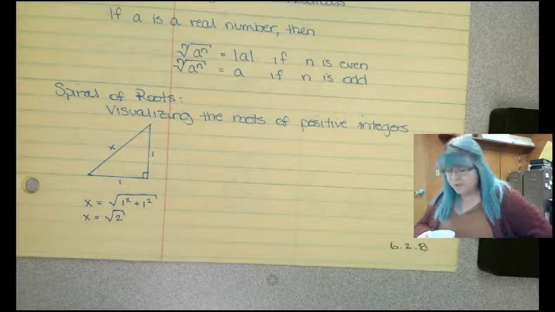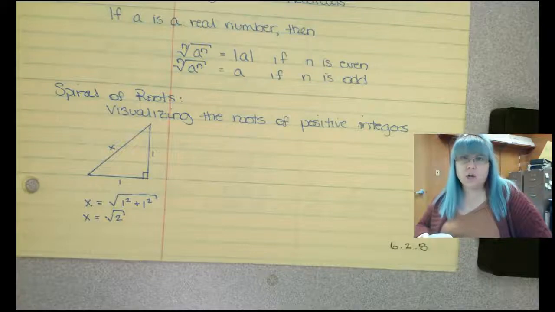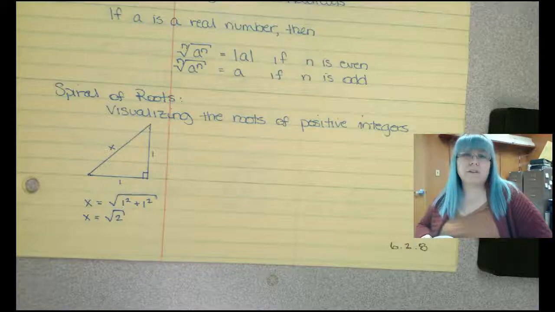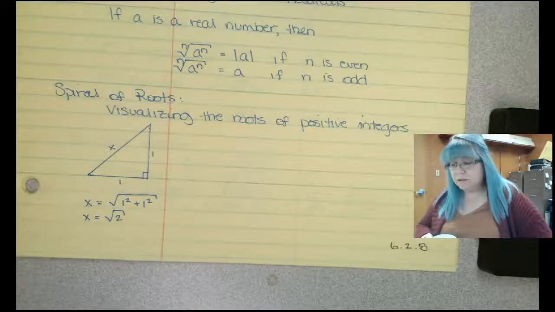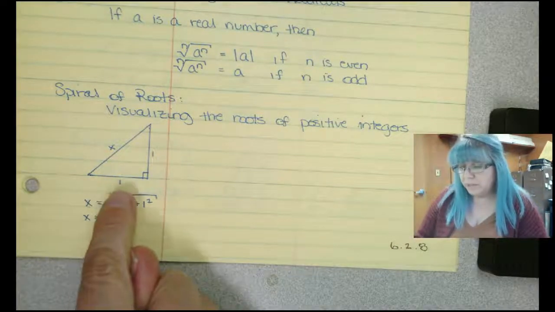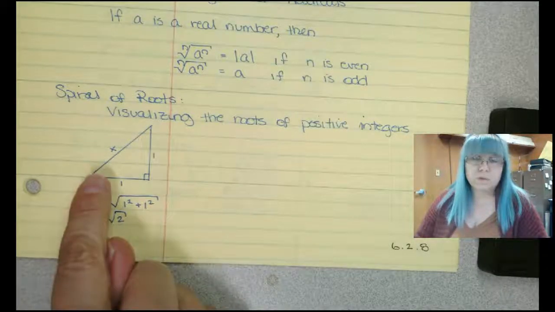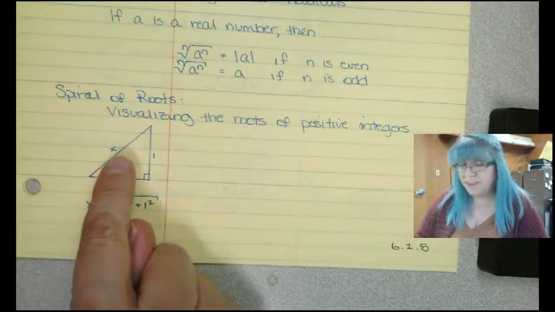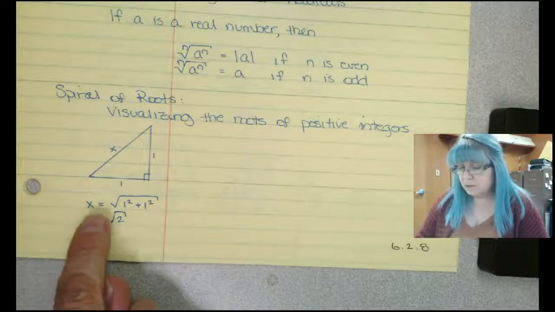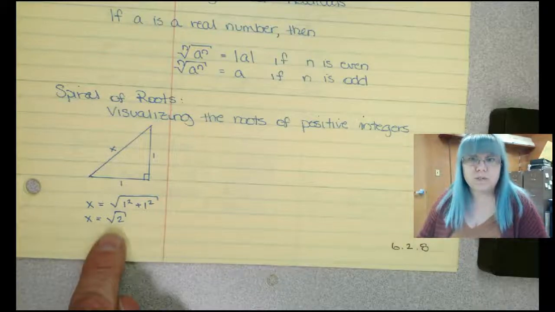I will say the next few minutes of the lecture are a little bit difficult to understand, but it really is just visualizing roots of integers. There's something called the spiral of roots. How we build the spiral of roots is we take a triangle with a base of 1 and a height of 1. Connecting those, we get the hypotenuse x. Using the Pythagorean theorem, x equals the square root of 1 squared plus 1 squared. Therefore, x equals the square root of 2.